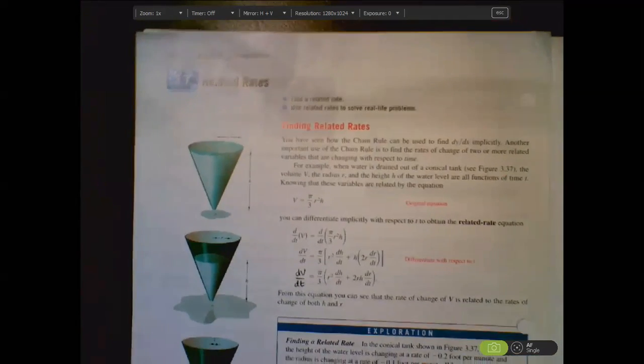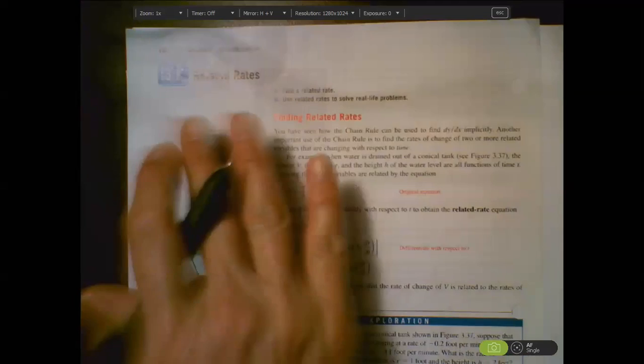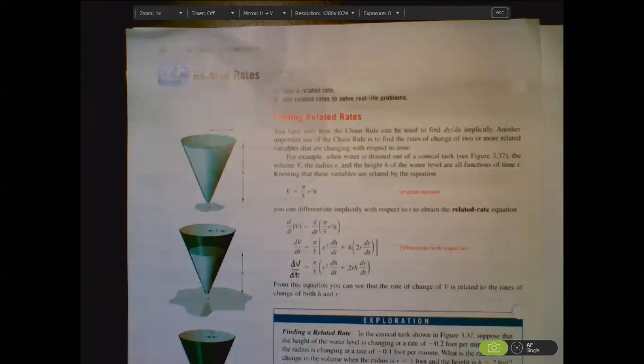But 3.7 is related rates, and it does make sense that, how I started saying in calculus, but in life, some problems have, or some quantities have related rates.